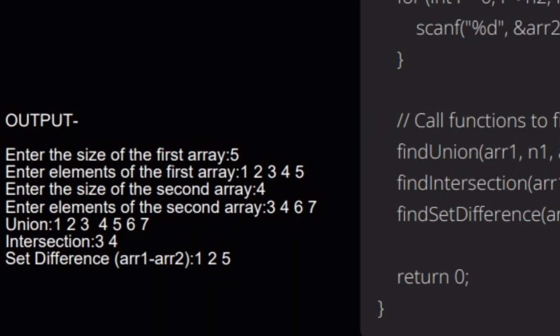The output will be: enter the size of the first array, enter elements of the first array, which we have given. Then you'll get the size of the second array, where we are taking 4, and enter elements of the second array: 3, 4, 6, 7. Then you'll get the union, where all the numbers have been included: 1, 2, 3, 4, 5, 6, 7. Intersection, the common numbers have been taken out, that is 3 and 4. Set difference, array 1 minus array 2, which is 1, 2, 5.